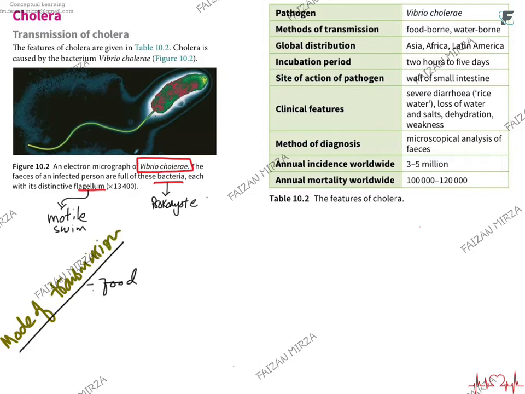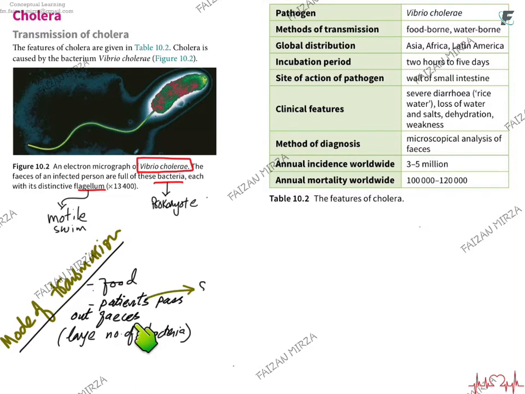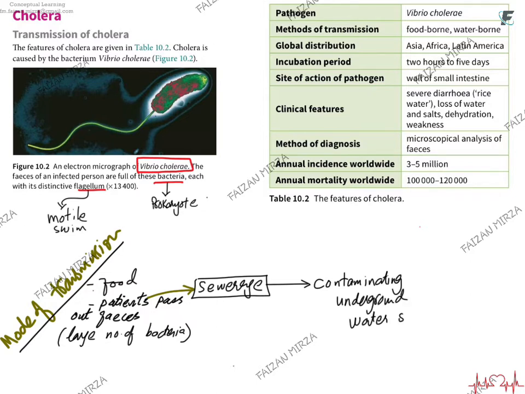How is it transmitted? The mode of transmission is kind of interesting: it is food and waterborne. A large number of bacteria are present in the sewers, for example. A person already suffering from this disease passes a large number of these pathogens, these swimming bacteria, out in feces, and they go to the sewerage. When they go to the sewerage, they contaminate the underground water supplies. Why? Because in underdeveloped or developing nations, the underground water supplies might be very close to sewers, which is a bad idea and not very common in developed countries. But in Asia, in Africa, in Latin America, this is the reality.